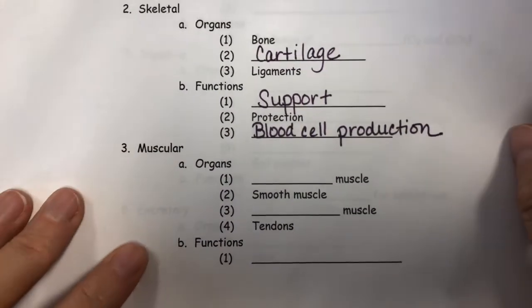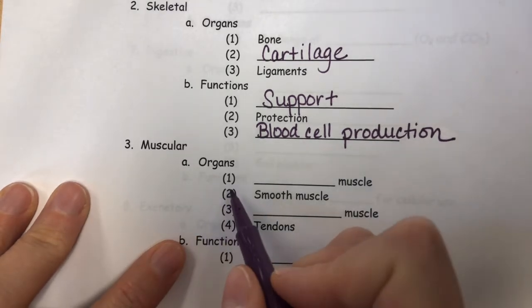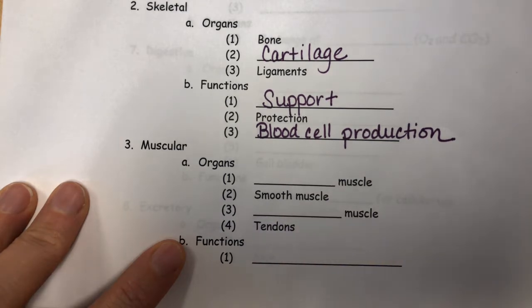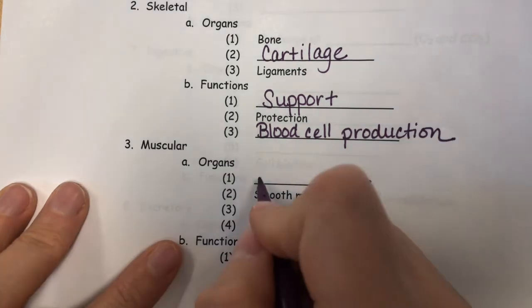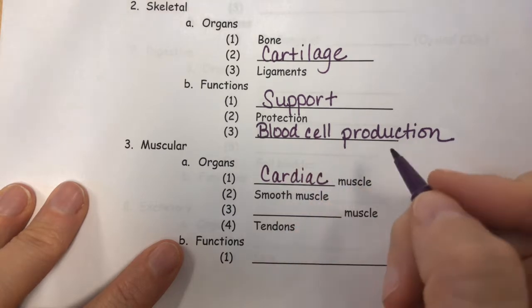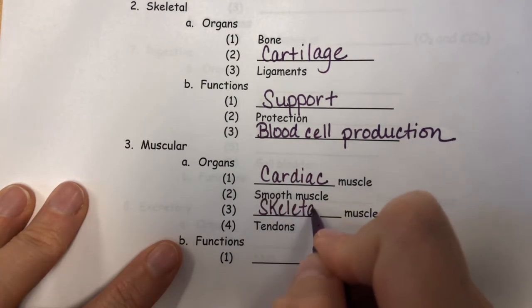Okay, let's look at the next one. Moving on with our body systems, the muscular system. So what kinds of organs are part of that? Well, it's the major muscles. So I put smooth here. Can you recall what the other two muscles are? So you think about it for a second. You can pause it. You should have thought cardiac, your heart, and skeletal, to move your skeleton.